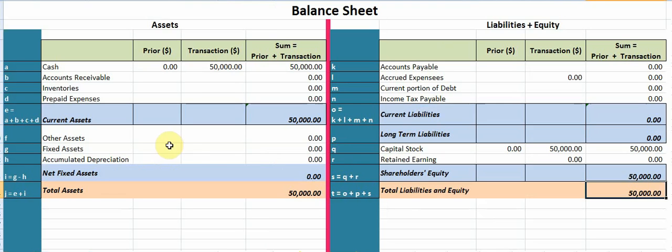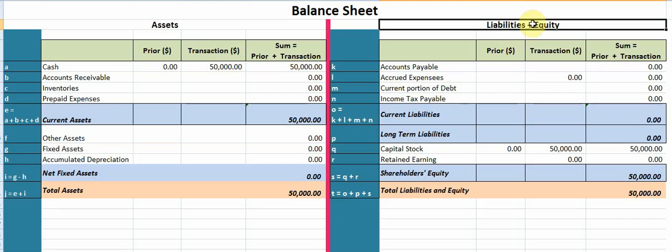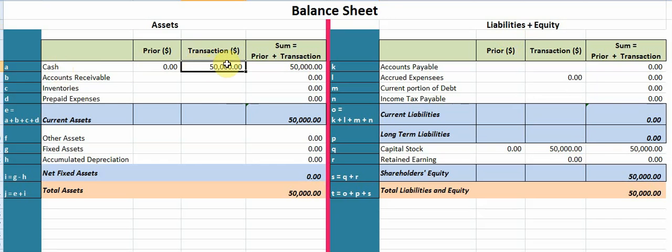And in the balance sheet, there are 2 entries. One is on the left side in the asset section, and another is on the right side in the liability and equity section. In the asset section, we made an entry of $50,000 against cash, and in the liability and equity section, we made an entry of $50,000 for capital stock. That means my asset is $50,000, which is equal to my total liabilities and equities, which is $50,000.